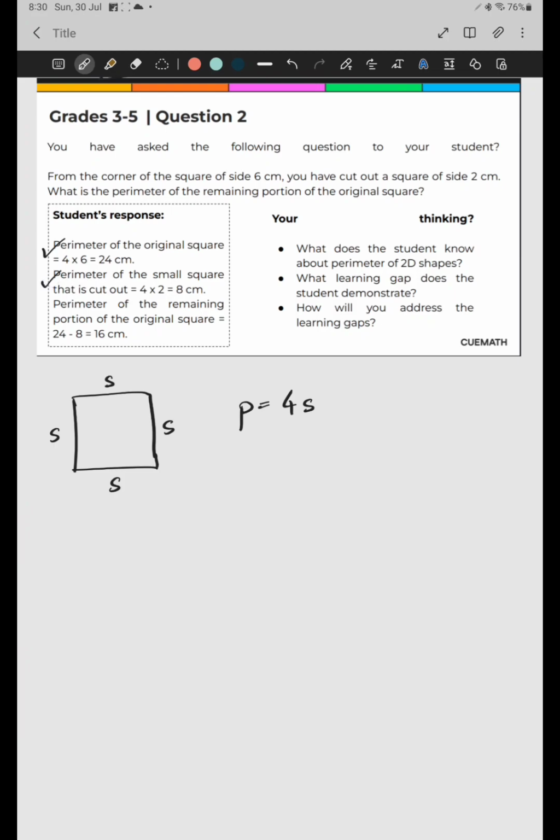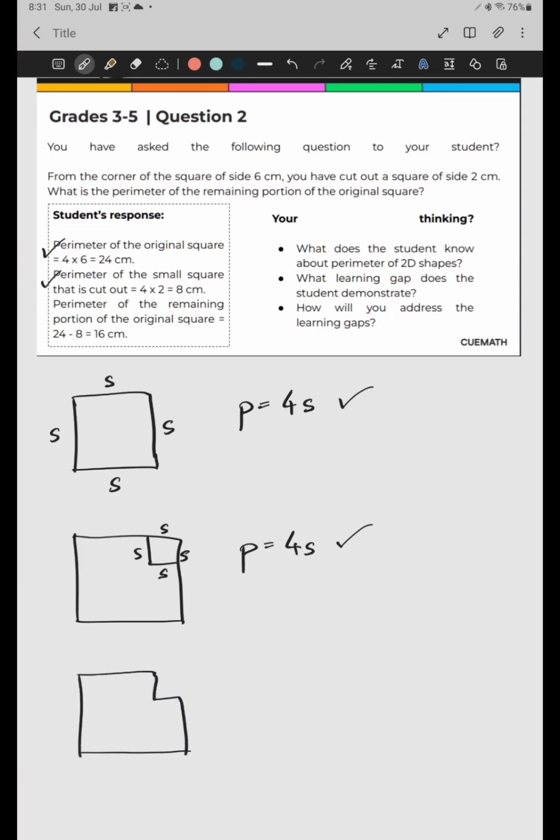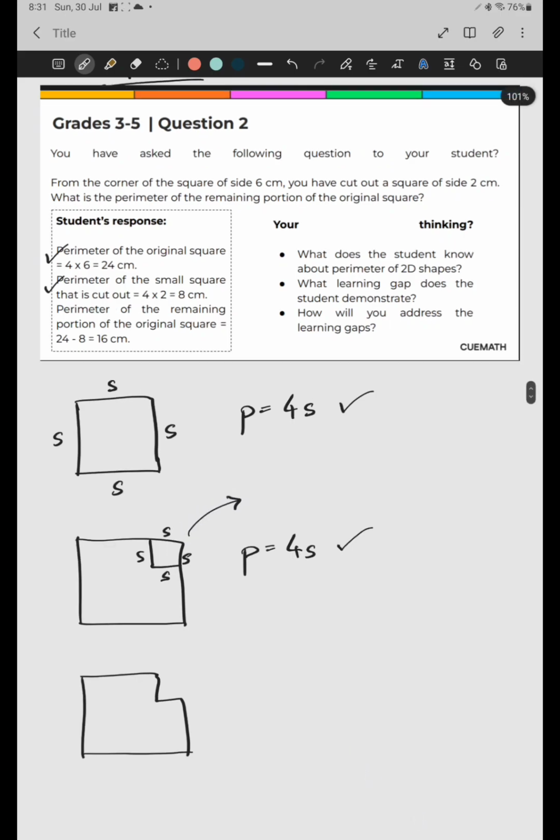The perimeter found for this, and when a small piece of it was cut, in both cases the perimeter is correct. The formula for perimeter used was correct, but the student failed to visualize that even after this piece is removed, it's not there in it anymore. So the side lengths of this square are as follows: it's 2, and for the original one it was 6.